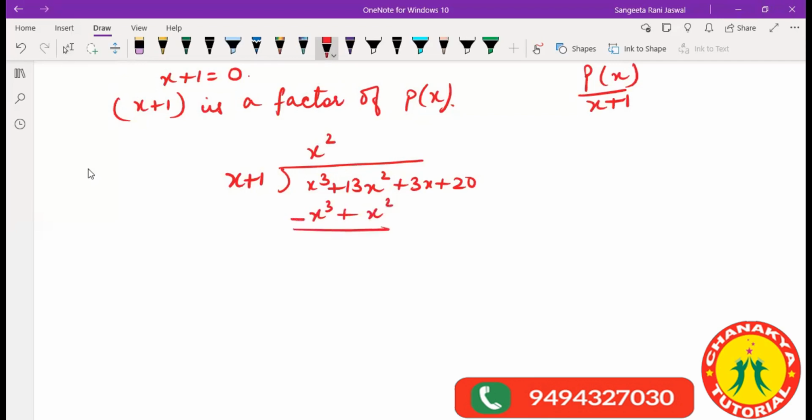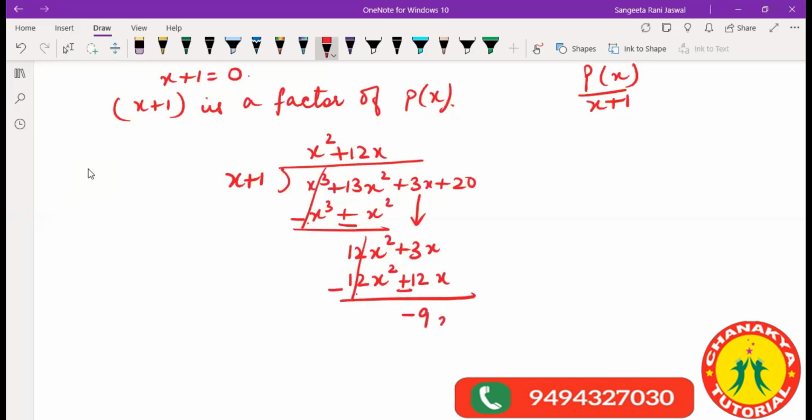Subtracting, the x cube terms are cancelled. 13 minus 1 is 12x square. Drop down 3x. So if I want 12x square, I will multiply this with 12x. That becomes 12x square, and 12x into 1 is 12x only. Again subtracting, this term is cancelled. Now I have 3 minus 12, that is minus 9x plus 20.